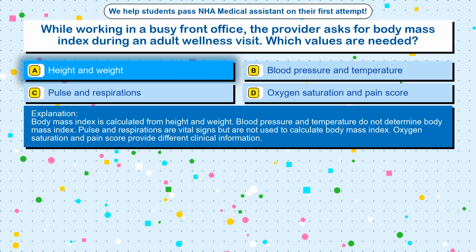Body mass index is calculated from height and weight. Blood pressure and temperature do not determine body mass index. Pulse and respirations are vital signs but are not used to calculate body mass index. Oxygen saturation and pain score provide different clinical information.